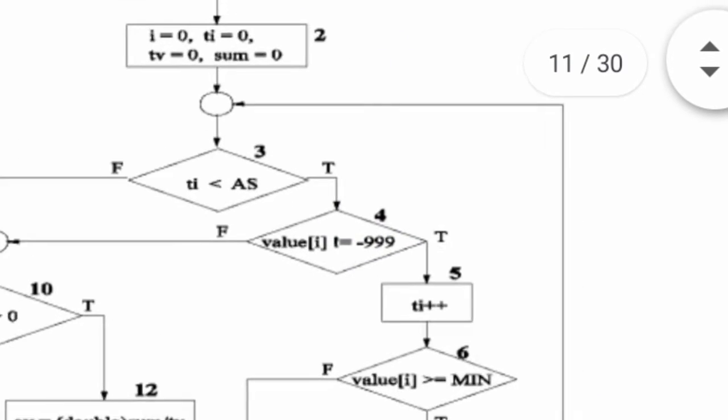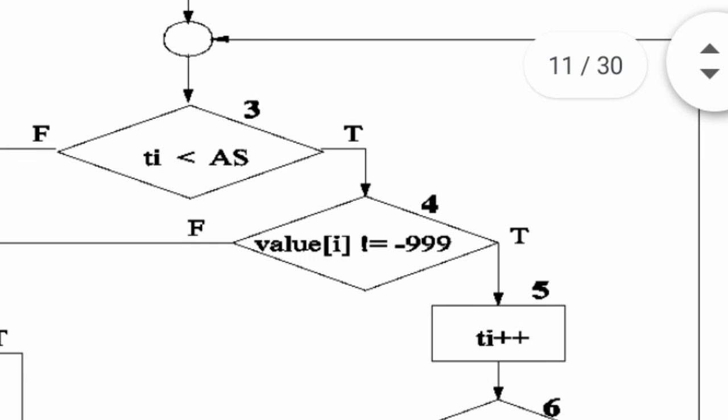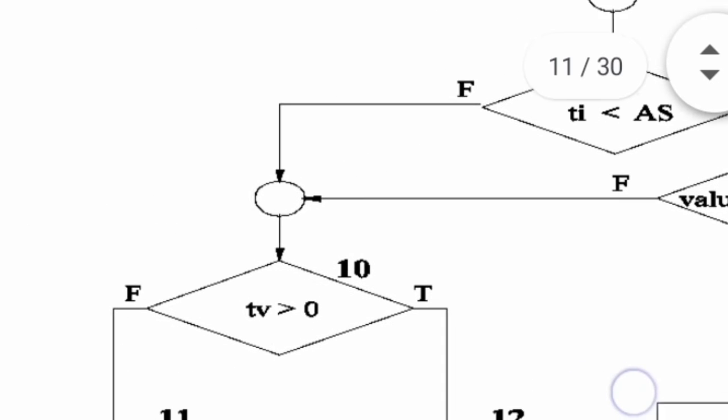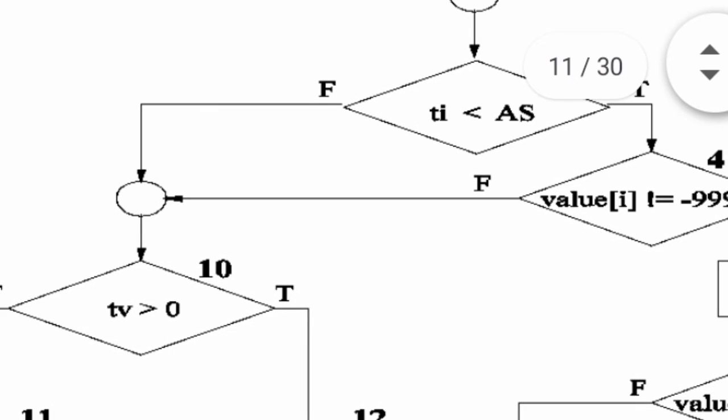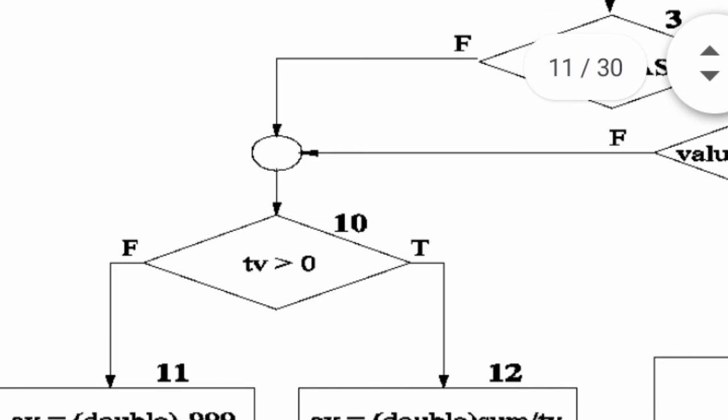You observe this diagram again. 1, then after 2, then after 3, and then after 10, then after 12, then after 13. So this is the statement. If it is false, we come to this side, and 10 it is true, we come to 12, and again we come to return statement 13. So the path is 1, 2, 3, 10, 12, 13.